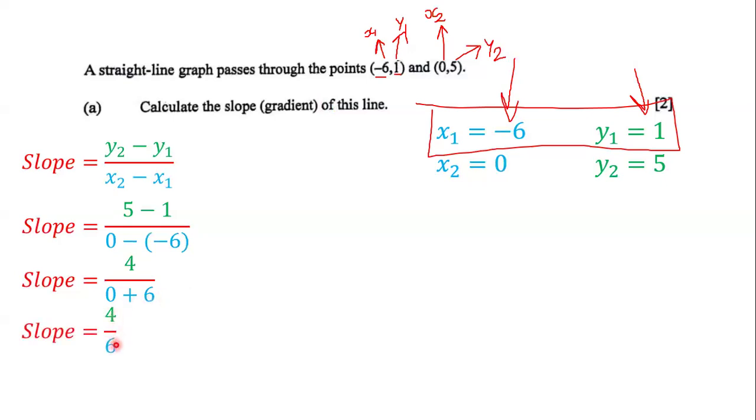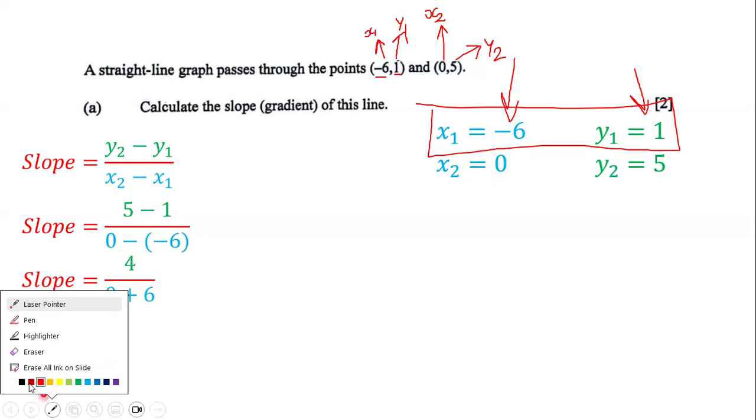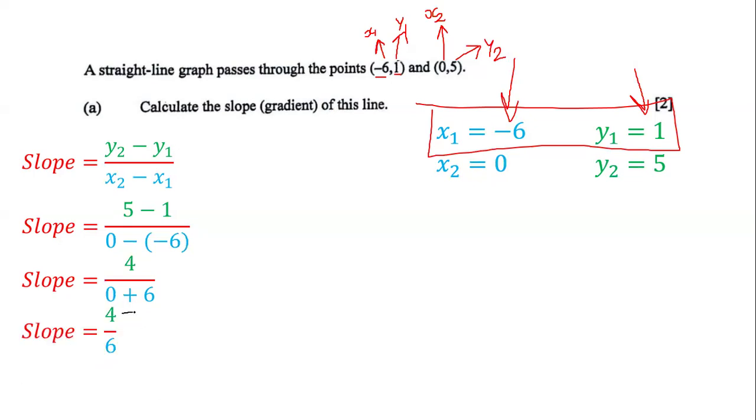We can divide top and bottom of this fraction by 2, all right? And so we know that 4 divided by 2 is definitely 2, and 6 divided by 2 is definitely 3. So that means that the slope or the gradient is 2 over 3.